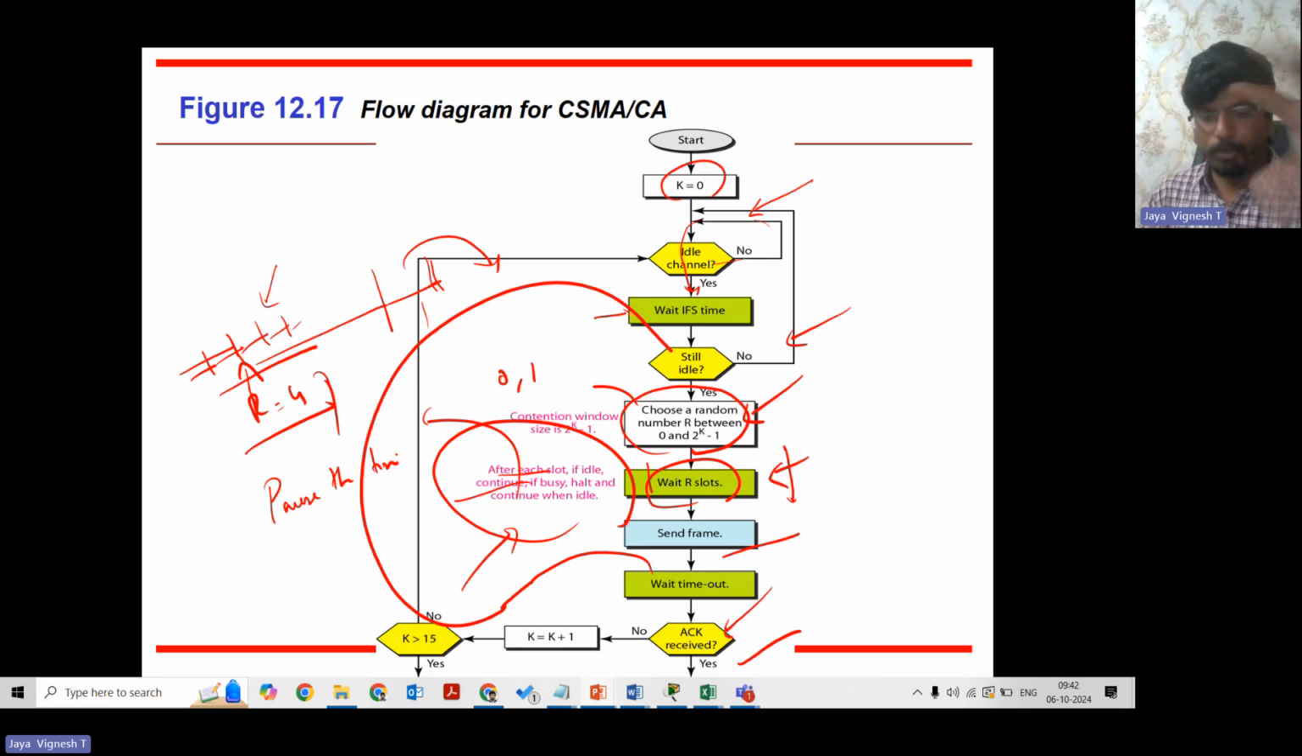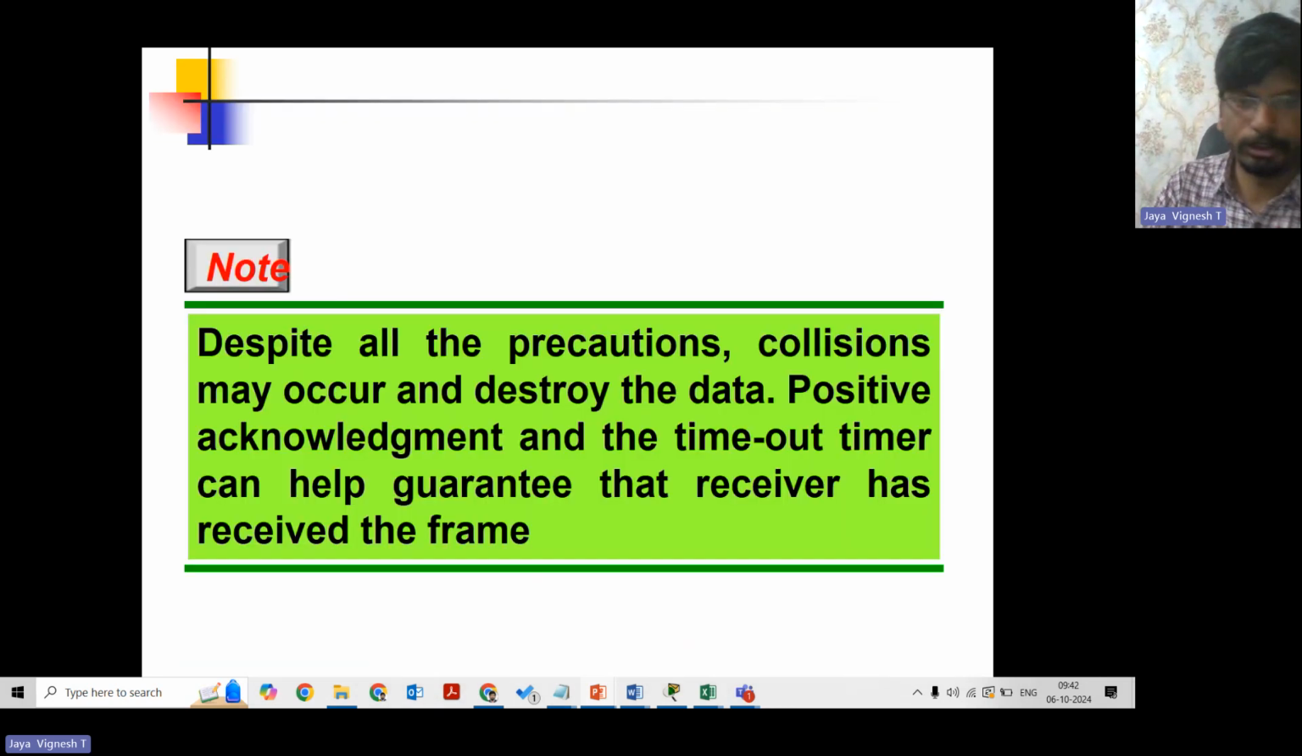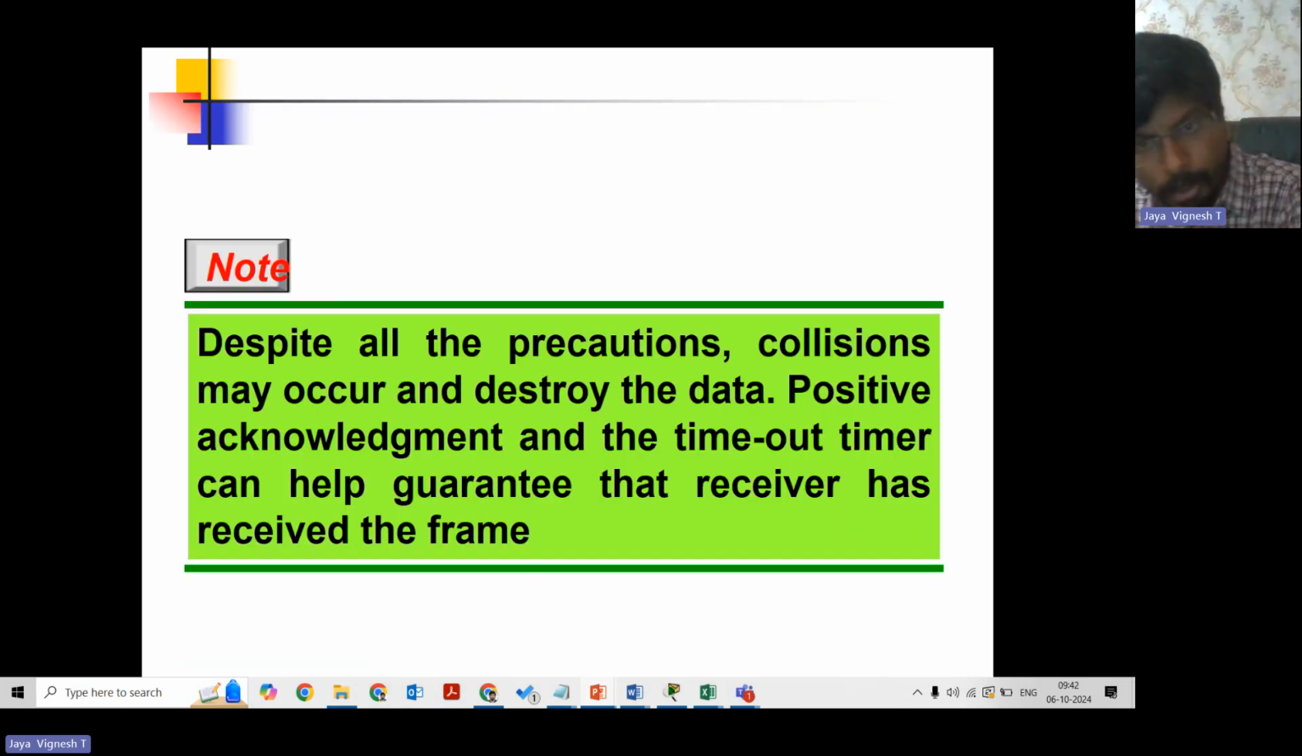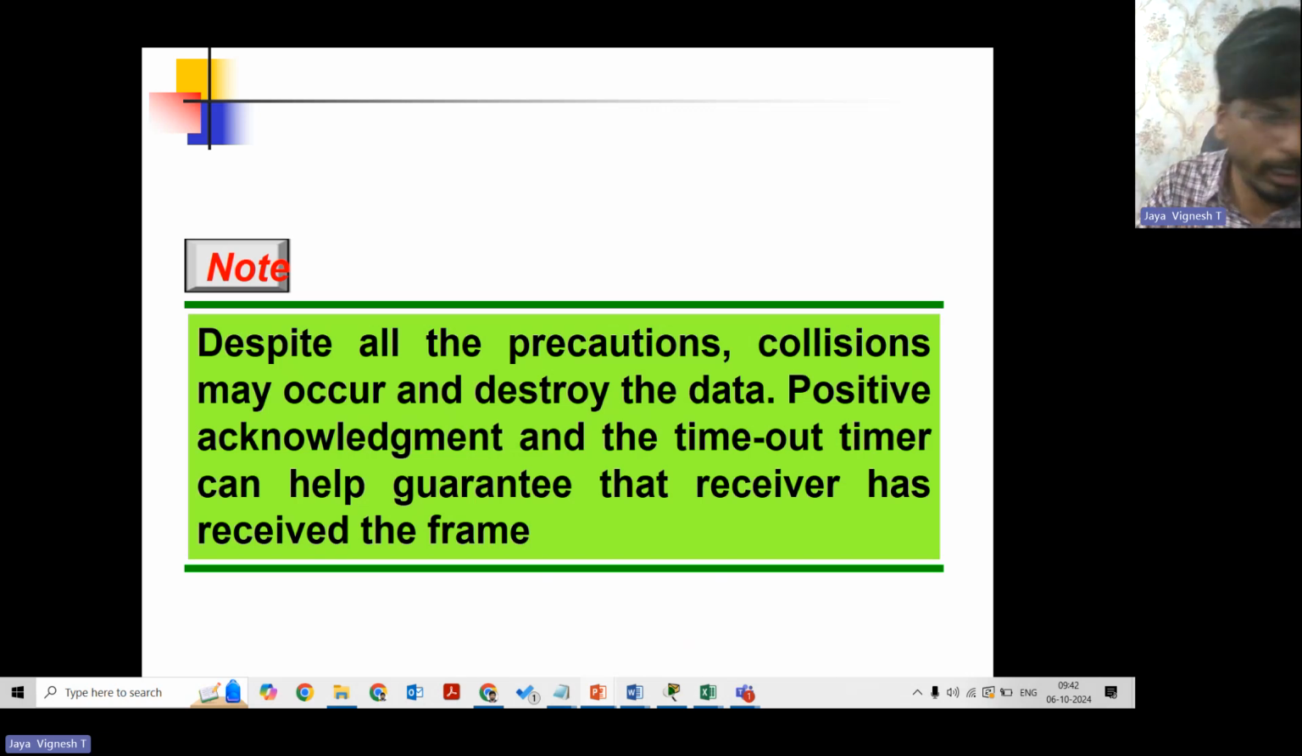I hope you got the idea. So the strategies of IFS, the contention window, and the positive acknowledgement are incorporated here to try your best to avoid collisions in the wireless situations where collision detection is not possible. But despite all that, collision may occur and destroy the data. So one such scenario where the collision can occur despite all these three strategies is the concept of the hidden station problem. So we'll analyze that shortly.